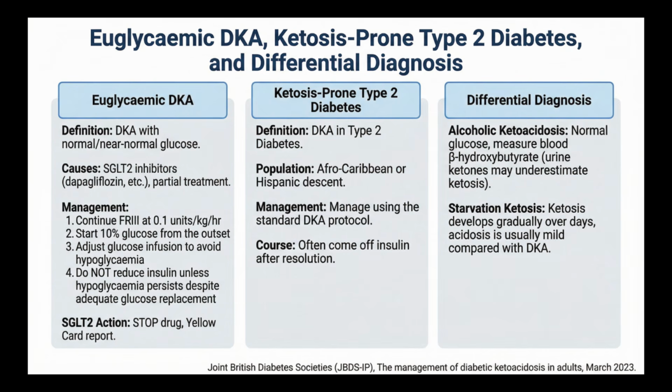MRCP exam key messages. Normal glucose does not exclude DKA. In euglycemic DKA, reduce glucose, not insulin. And ketosis-prone type 2 diabetes can become insulin-independent after recovery.